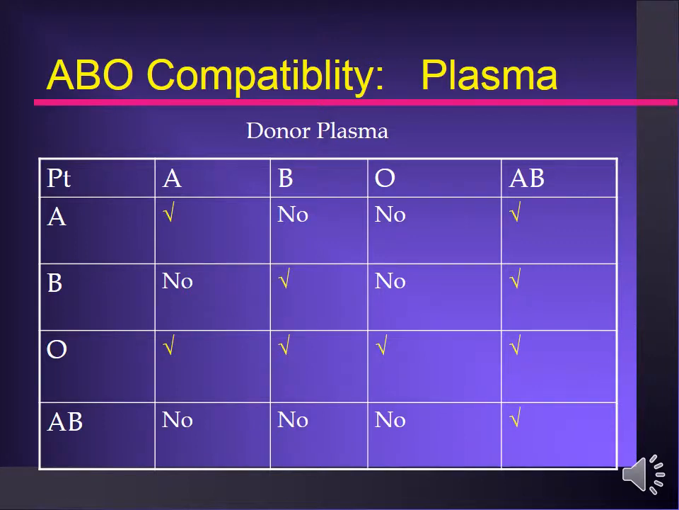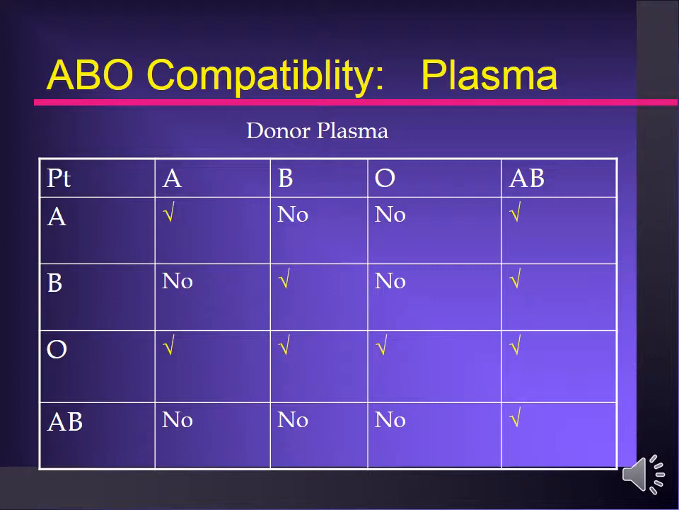When you consider compatibility for plasma, it may seem a little bit backwards. First, you can see a patient who is an A can receive plasma from an A donor or an AB donor. In fact, any patient can receive AB plasma. This is because there are no ABO antibodies in AB plasma.